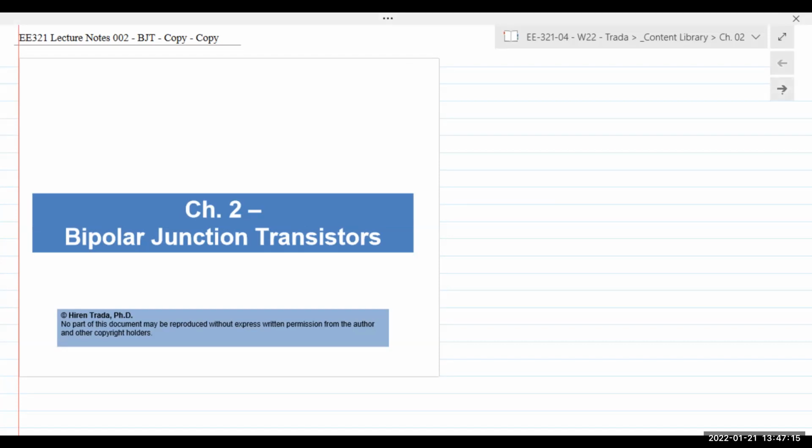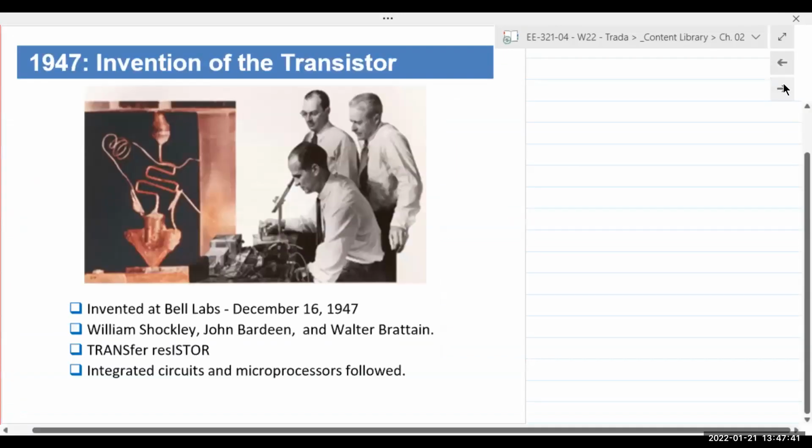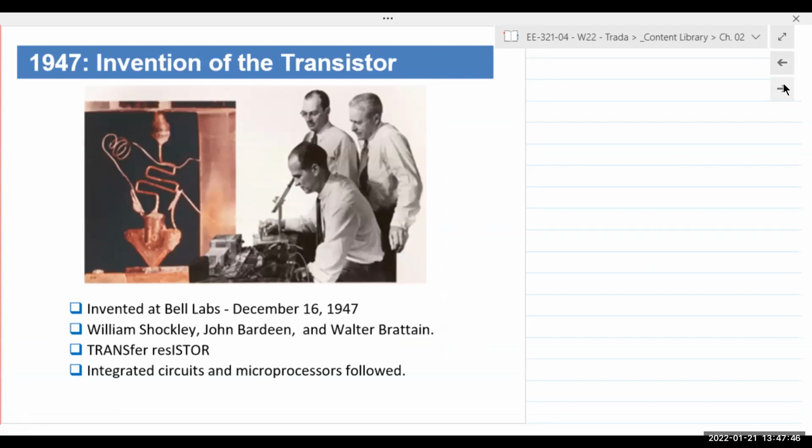Okay, does anyone know when the transistor was invented? It actually wasn't Silicon Valley. It was 1947 in Bell Labs. Okay, Bell Labs, December 16, 1947.